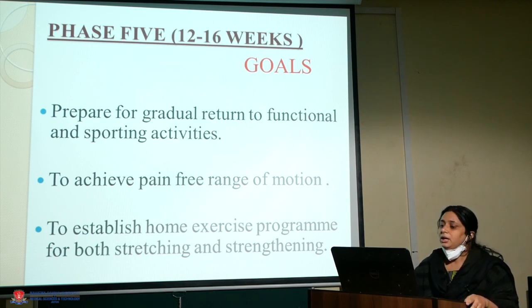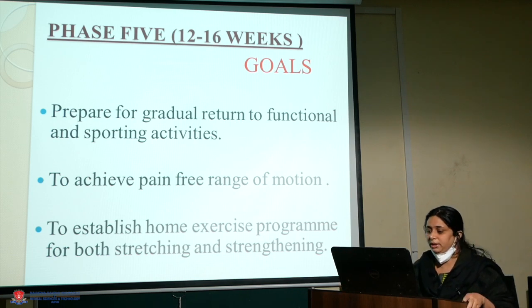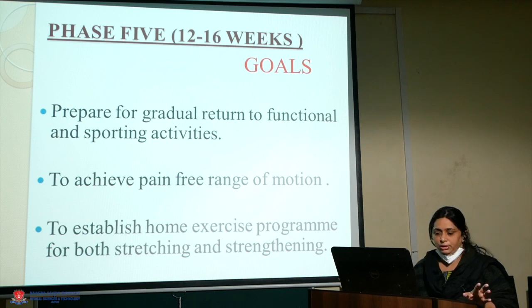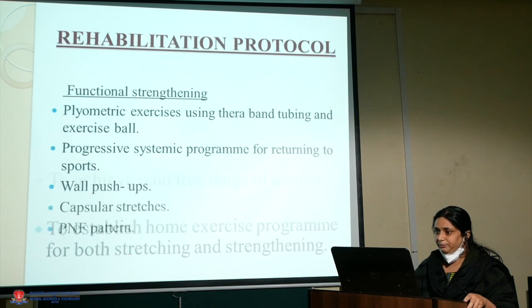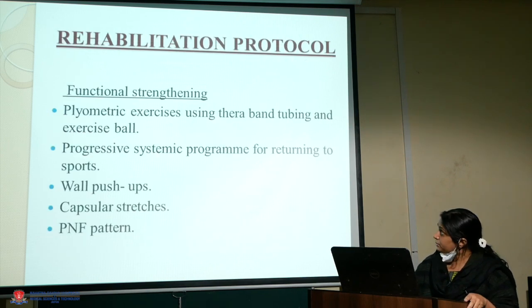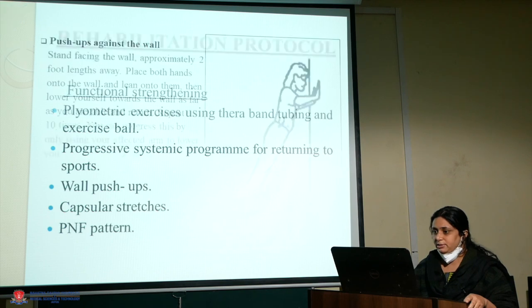Phase 5, which goes from 12 to 16 weeks. Again here the goal is that we prepare for the gradual return to the functional and sport activities, achieve a pain-free range of motion, establish a home exercise program for both stretching and strengthening. Rehabilitation protocol also includes the functional strengthening, which includes plyometrics, progressive return to sports, wall push-ups, scapular stretches and the PNF patterns.